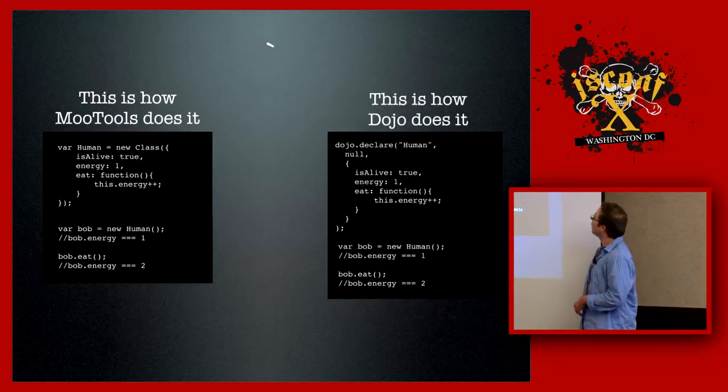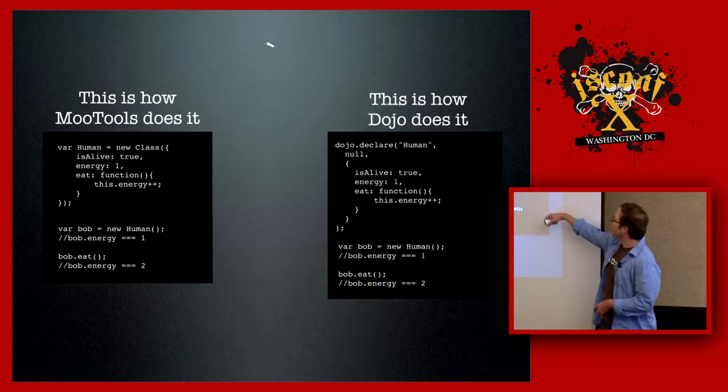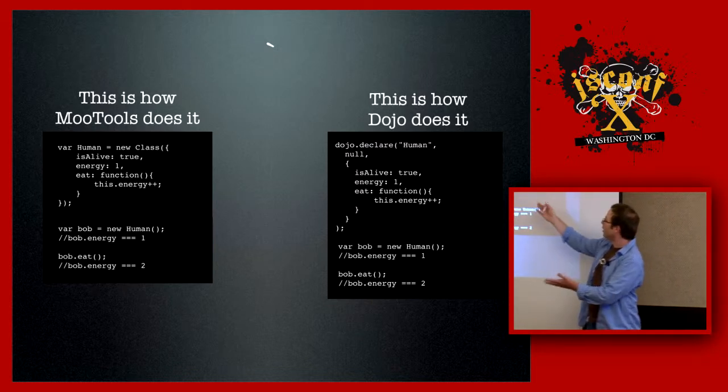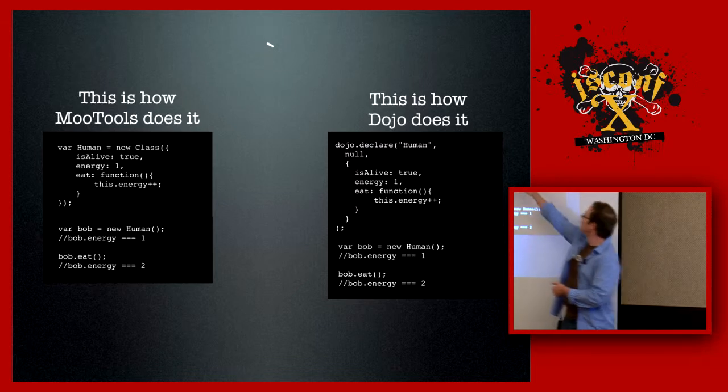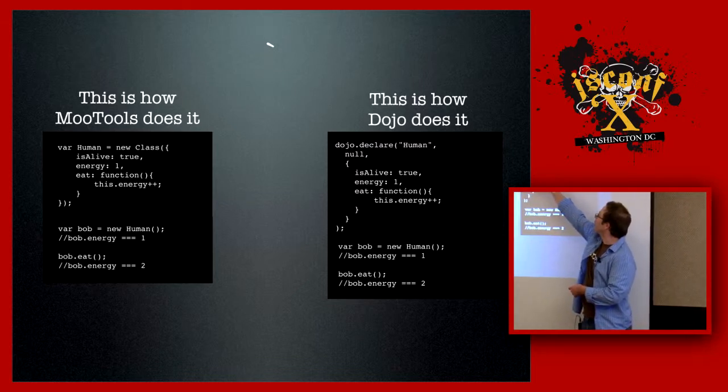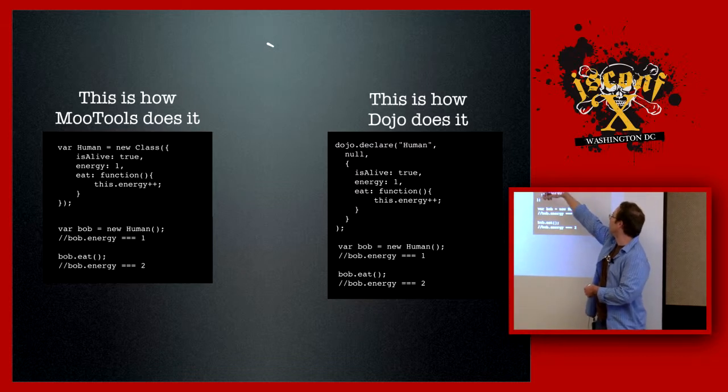And so then, this is Dojo's version. I'm not gonna spend a ton of time going between them because the syntax here isn't really that different. You can see dojo.declare Human. It takes an argument which is an inheritor, or not an inheritor, but an ancestor.